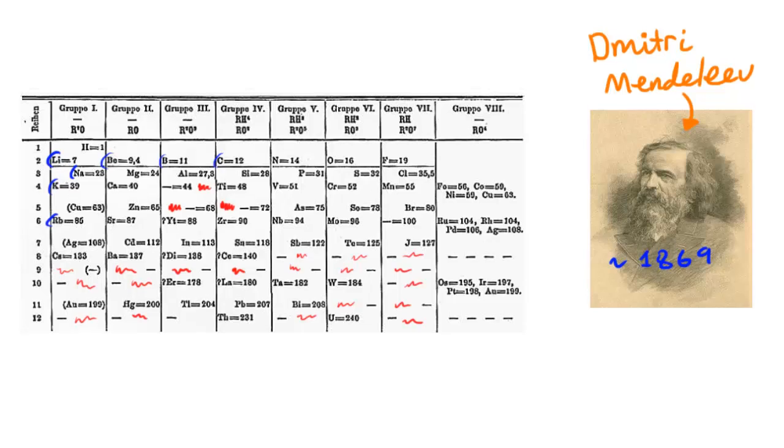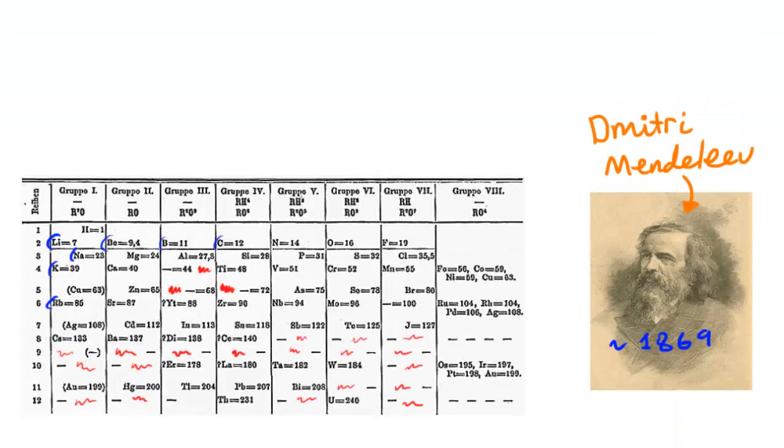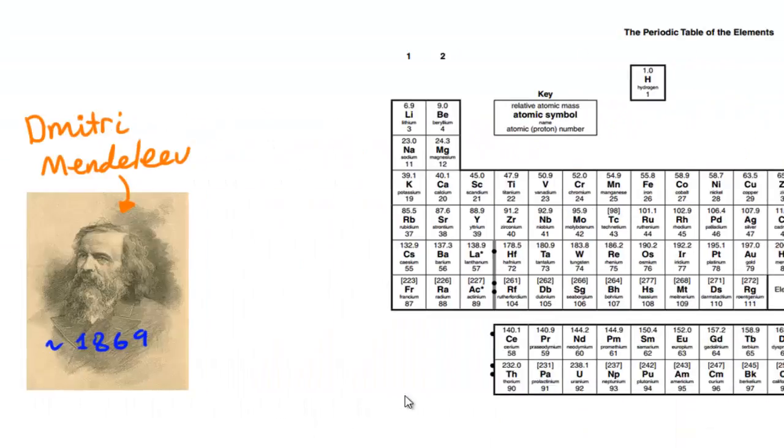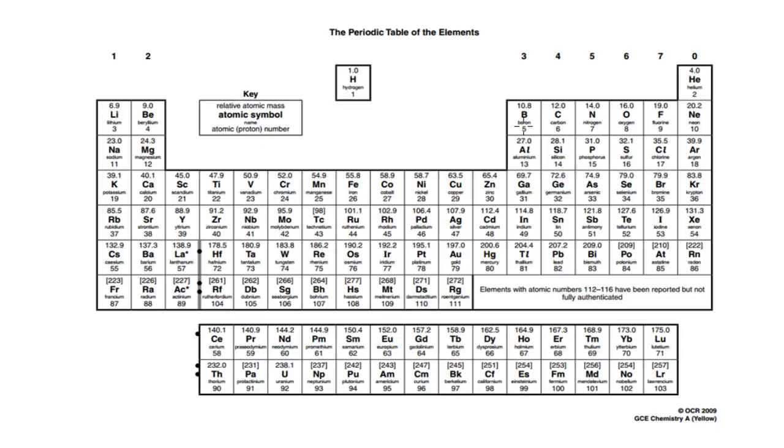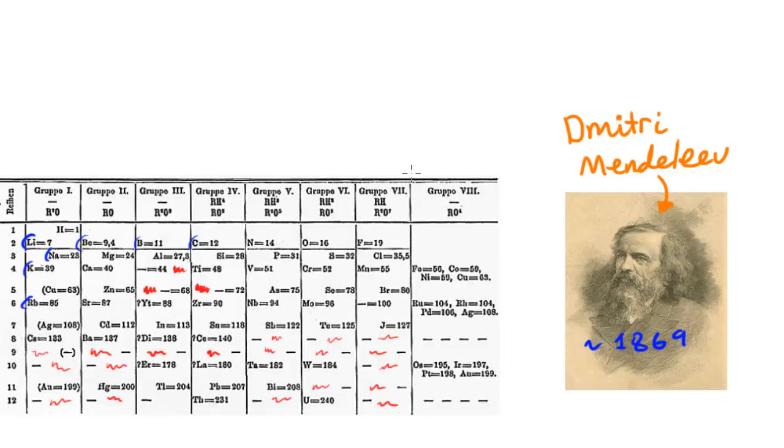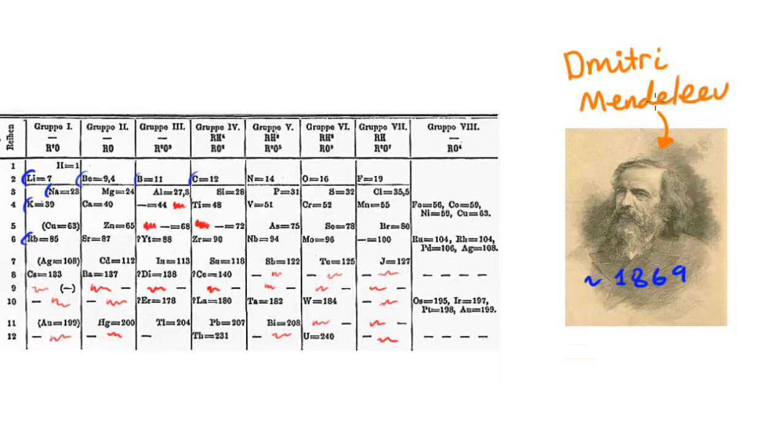And if we take a look at the modern periodic table, which I've got here, lithium, beryllium, boron, carbon. So he listed them in order of atomic weight, just like John Newlands did when he was doing his law of octaves thing. So this is what he did.